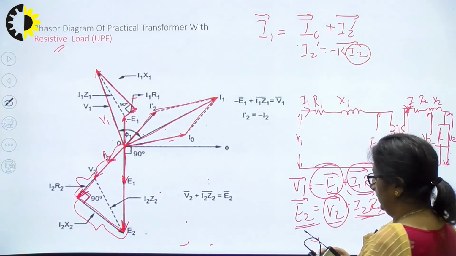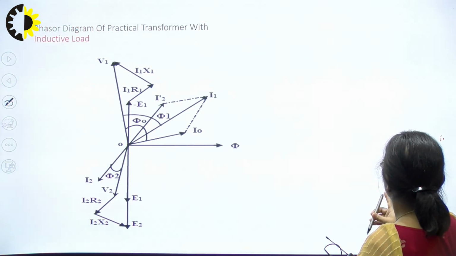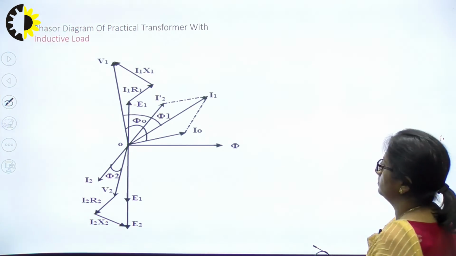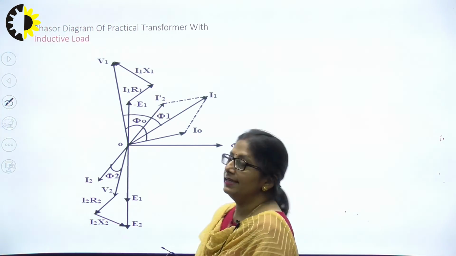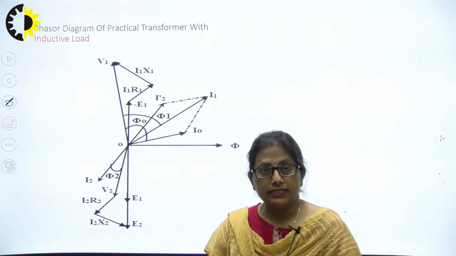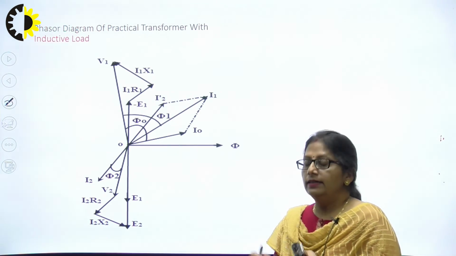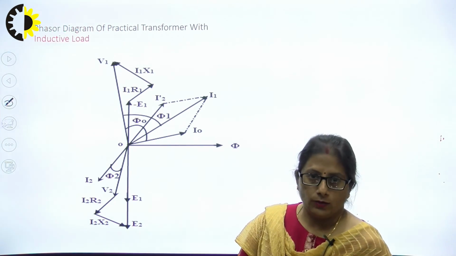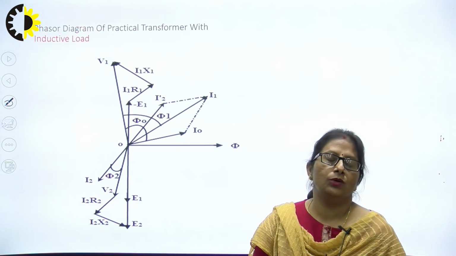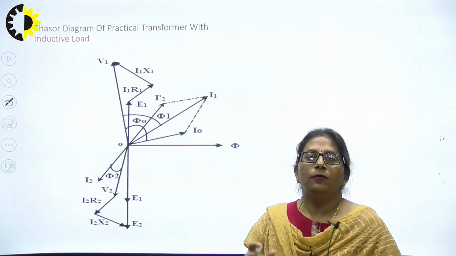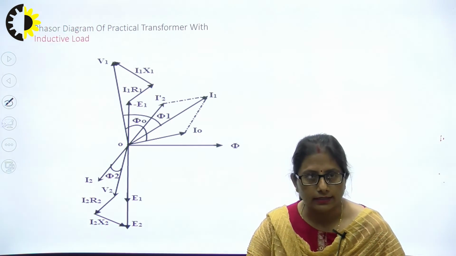Okay. Now coming to the other kind of load, that is inductive load, right? Now in case of inductive load, the basic equations that we were considering between the input voltage and the induced EMF, the secondary induced EMF and the load voltage, are going to remain the same, right? The only thing which is going to vary is the relation between V2 and I2, because the load is now inductive. It is not purely inductive, it is an RL circuit.